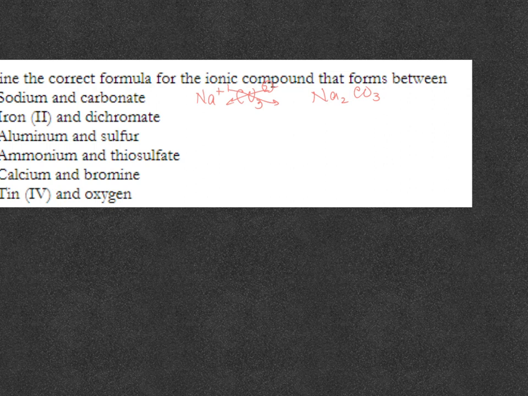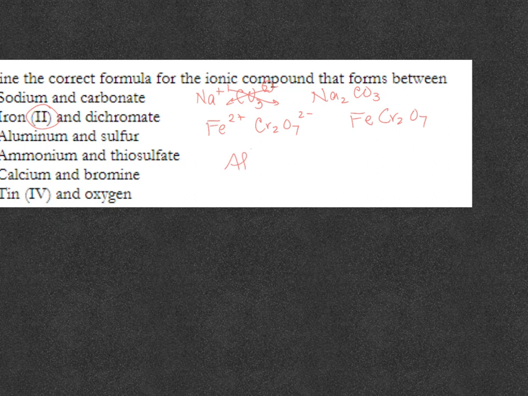Iron 2 and dichromate. Remember, the 2 is there to tell you that the iron has a charge of +2. It's a transition metal, therefore you cannot use the periodic table to predict the charge. Iron, therefore, is a +2. Dichromate, you look on your polyatomic sheet, and it's Cr2O7, and that's got a -2 charge. Now remember, if the values are the same, just opposite, the charges cancel out. It overall has a charge of 0. You drop the charges and just push it together, so you get FeCr2O7.